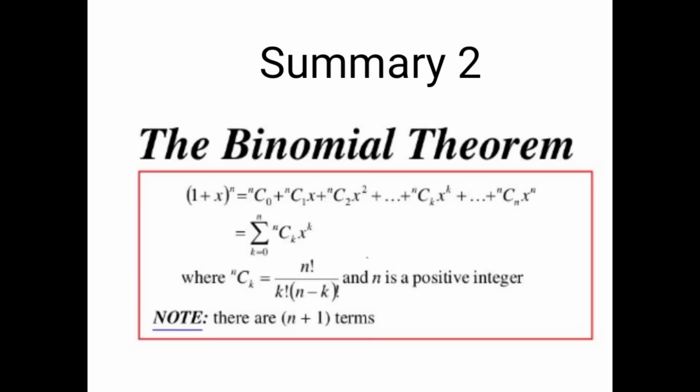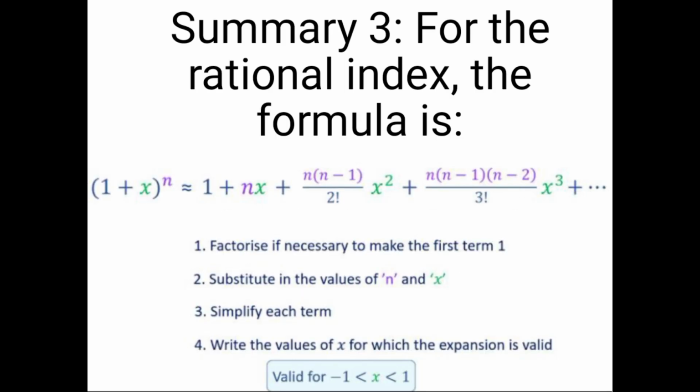Summary 2. The binomial theorem of the form (1 plus x) raised to the power n is equal to the summation of n combination k times x raised to the power k, where k goes from 0 to n, where n combination k is equal to n factorial over k factorial times n minus k factorial, and n is a positive integer. Note, there are n plus 1 terms.